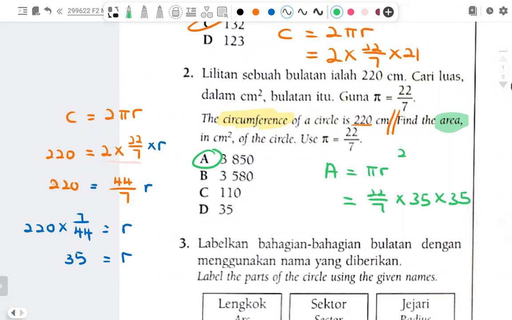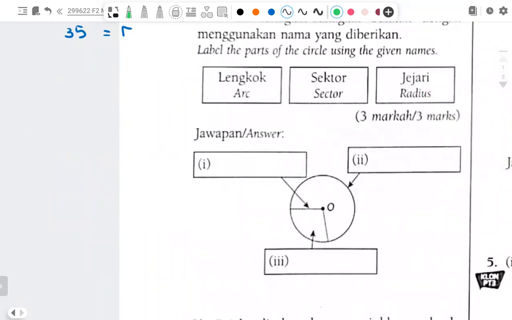So let me see if there is any careless mistake or not. Maybe it's because of careless mistakes. Then we can see how. Okay, the answer is A. Joe, do you get the answer? A, 3,850 centimeters square. Okay, so let's move on to number 3.